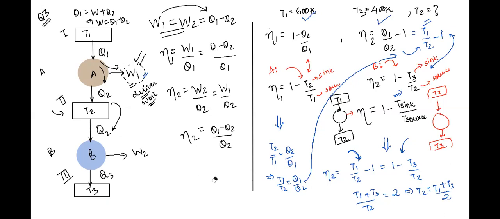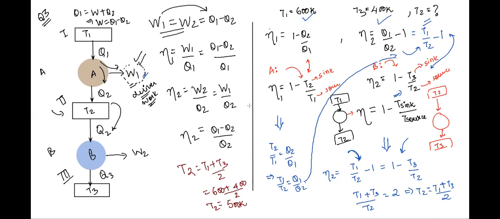The temperature of the middle reservoir, that is T2, is equal to T1 plus T3 upon 2, which is 600 plus 400 by 2, or 500 Kelvin. Can you repeat the process, Atul, for everybody's clarity?